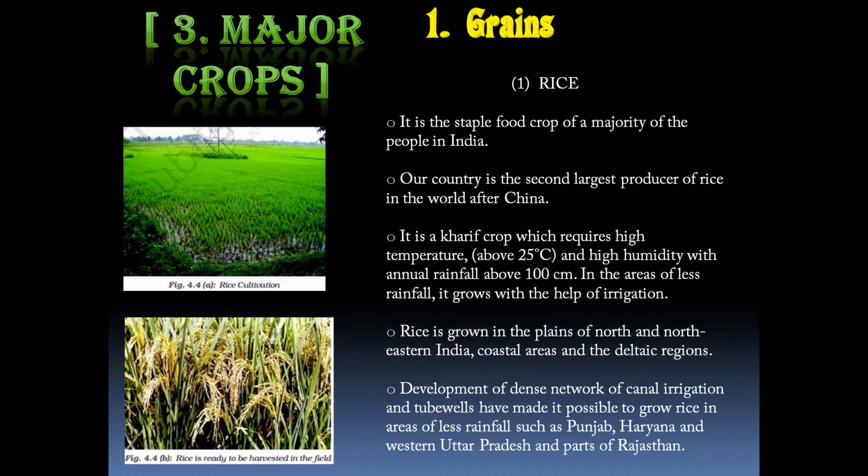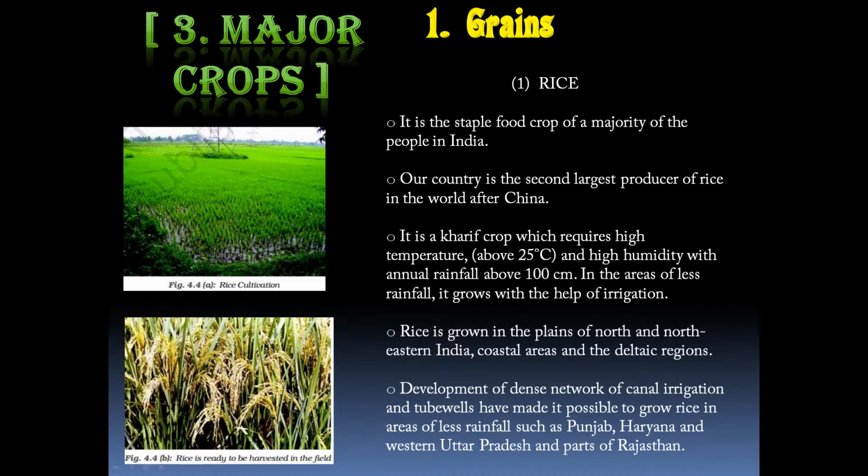Rice is grown in the plains of north and northeastern India, coastal areas, and the deltaic regions because it needs maximum water. Okay, in water only it is planted. So it is a very important crop, one of the important crops.